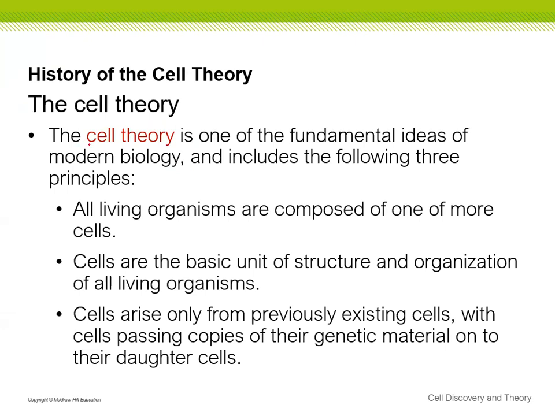So here's what cell theory is. Cell theory is one of the big things in modern biology, and we have 3 principles with this. The first is that if you are alive, you have at least one kind of cell in you. So all living organisms, doesn't matter how big or small, an elephant, a germ, us, a duck, they're all composed of 1 or more cells.